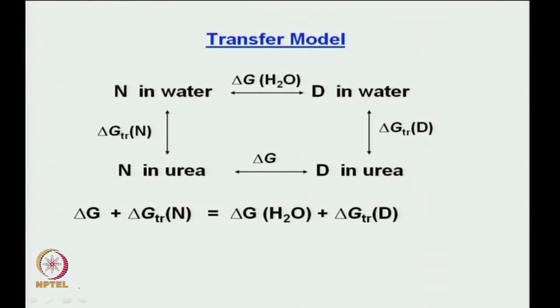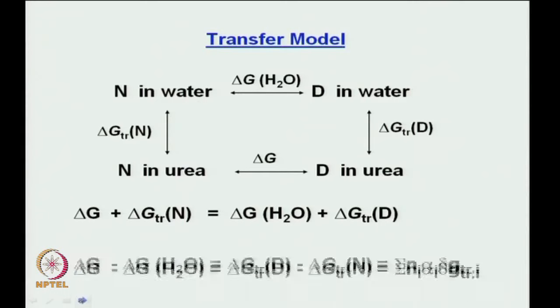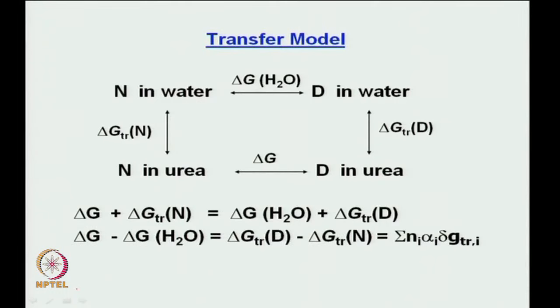So, what I can write from the thermodynamic cycle is the total change in free energy delta G plus delta G transfer of the native form is equal to delta G H2O plus delta G transfer of the denatured form from this thermodynamic cycle, right. Now, see how this simplifies. Now, what I can write is delta G minus delta G H2O is equal to delta G transfer of the denatured state minus delta G transfer of the native state, just based on the previous equation, and this is equal to, I am talking about this one now, a summation of n_i alpha_i delta G transfer_i. I will tell you what these are, but before I go to the next slide, look at this.